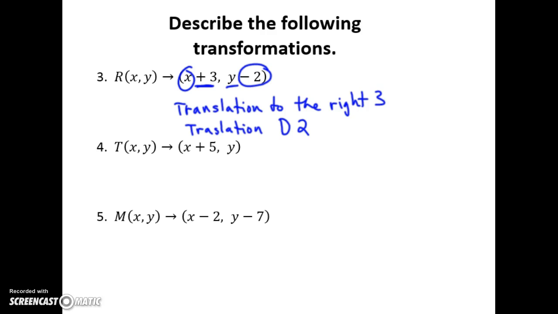So push pause and try to list those other transformations. On number 4, this is a translation right 5, and that's it. We're not changing the y at all. And if you're not changing the y, you don't have to say it's a translation 0 up or 0 down. You just say nothing. And we know it's a right instead of up because x is left or right, and positive is to the right. And number 5 would be a translation down 2.